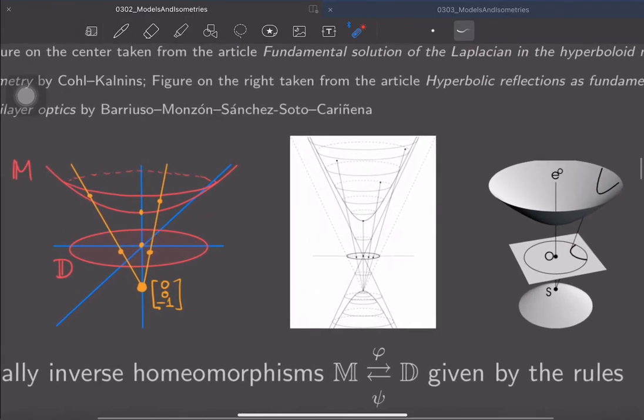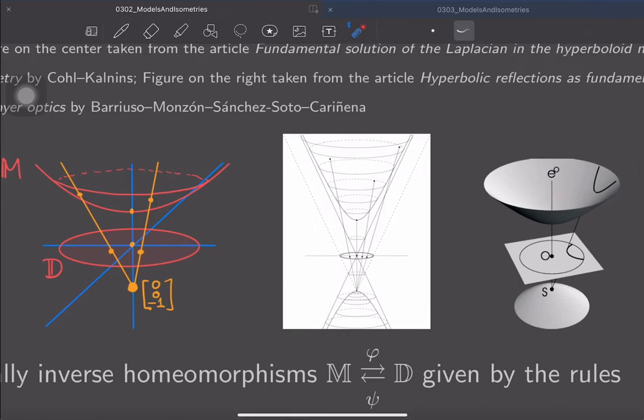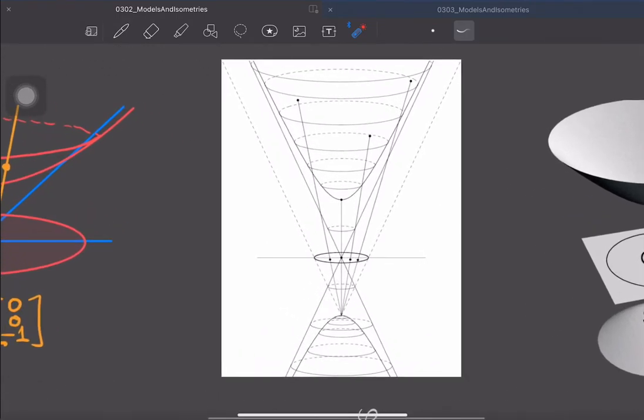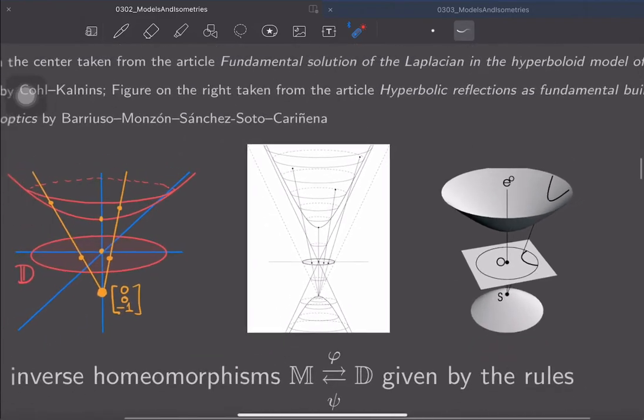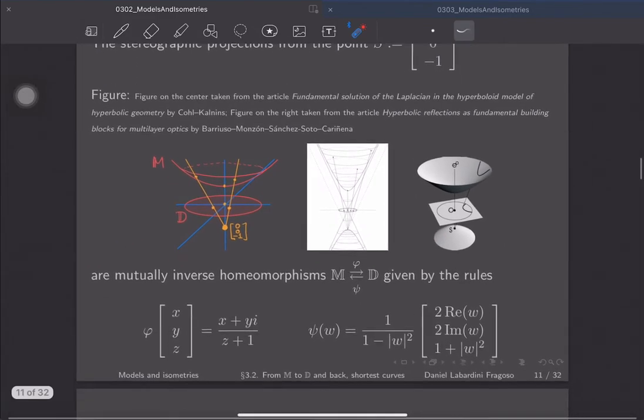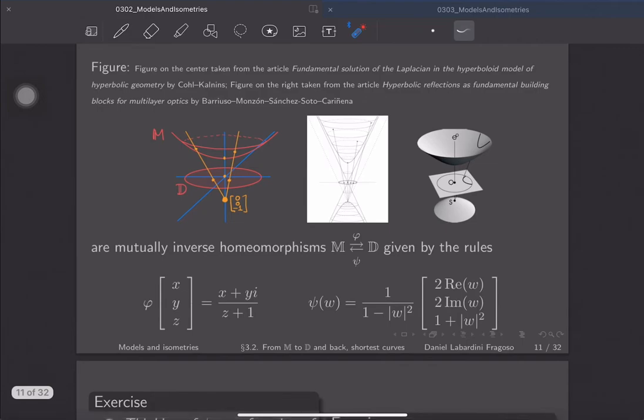And here you can see some pictures of the correspondences. I would say that the pictures speak for themselves. And I indicated how, by solving an easy linear algebra problem, one arrives at the two correspondence rules of projecting from the hyperboloid to the disk, going in this direction, or from the disk to the hyperboloid, going in the other direction.